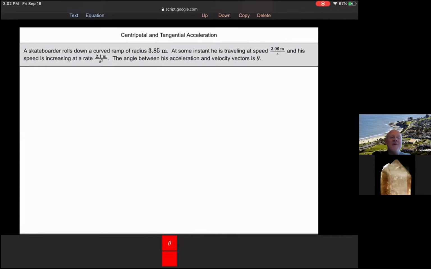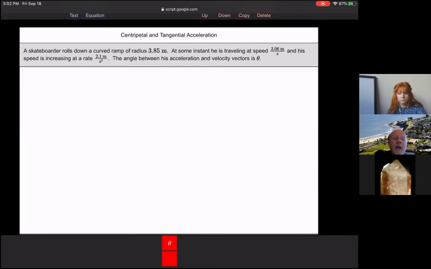Meters per second. Okay, and now the angle between the acceleration and the velocity is theta. So it doesn't say what theta is. And that's probably the question, right? Find theta? Yes, that is the question.